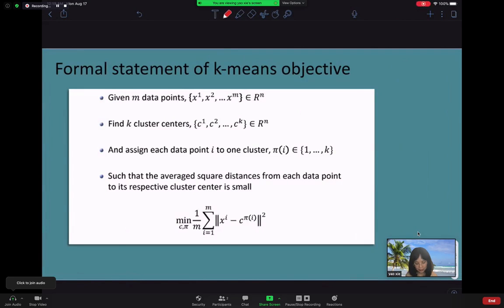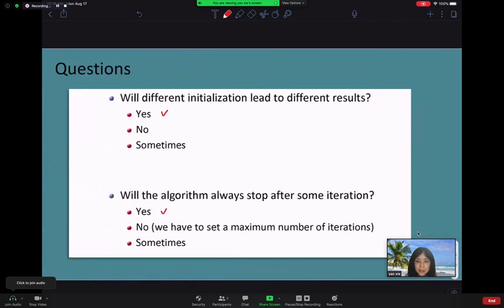All right, first of all, a little bit of intuition on why different initialization will lead to different results. Basically, we are solving the so-called non-convex optimization problem for k-means. For a non-convex optimization problem, there are many local solutions, and we only end up with one of the local solutions. It's only locally optimal. Because of that, different starting points might lead to different local solutions.